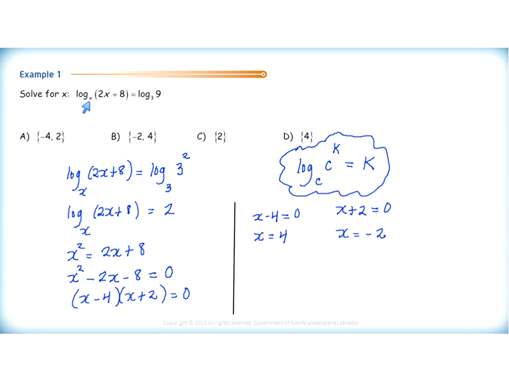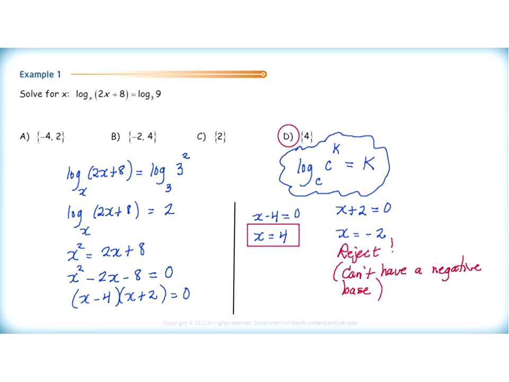It is important to remember that the base of a logarithm cannot be negative. Therefore, we have to reject x equals a negative 2 as a possible solution. We have to reject a negative 2 because we can't have a negative base. Therefore, your only solution in this example is x equals 4. So this answer corresponds with D as the multiple choice item.